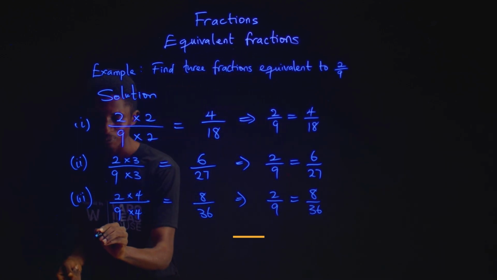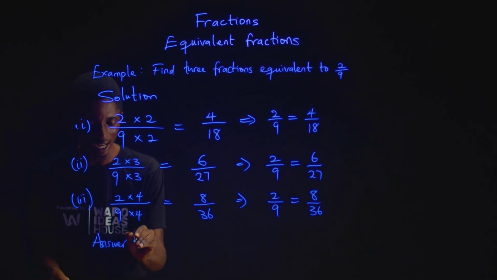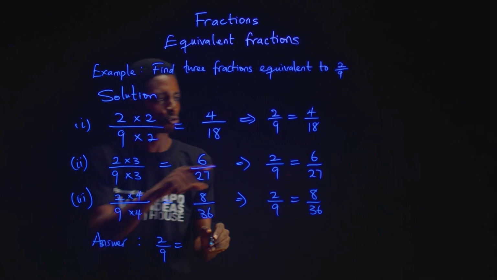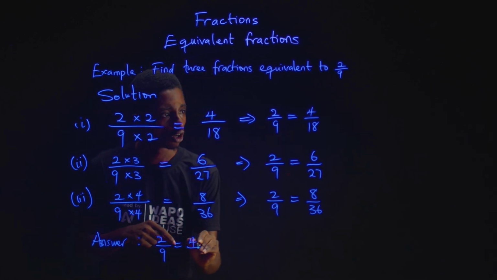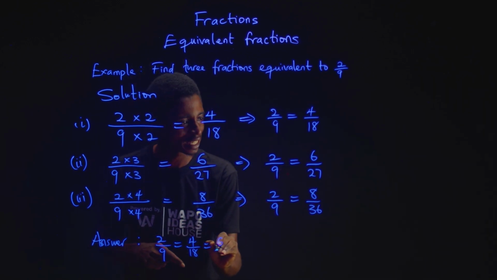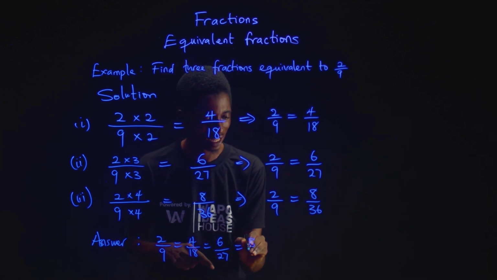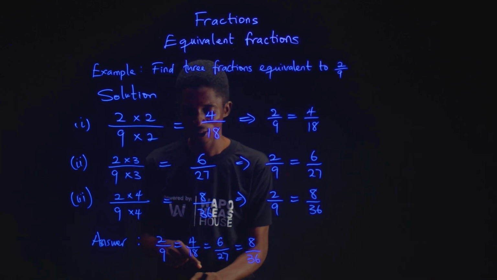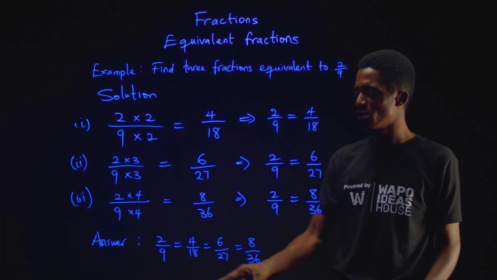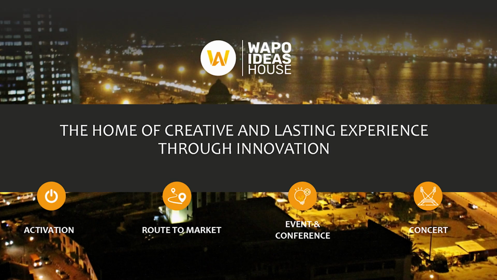Therefore, our answer is that 2 over 9 is equivalent to 4 over 18, which is also equivalent to 6 over 27, and also equivalent to 8 over 36. So we have 3 more fractions that have the same value as 2 over 9, but do not look like 2 over 9. Thank you.